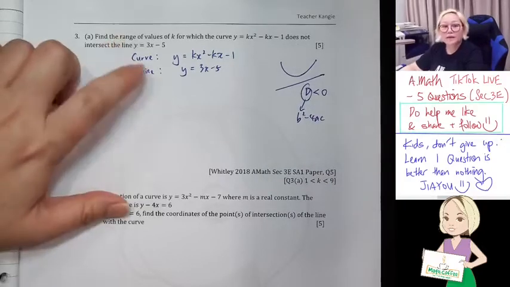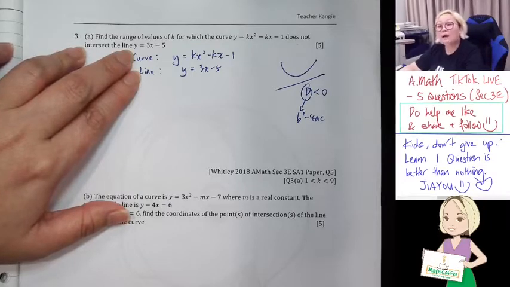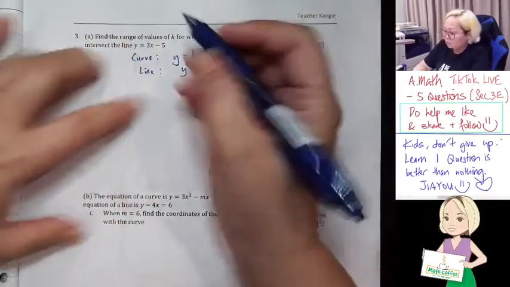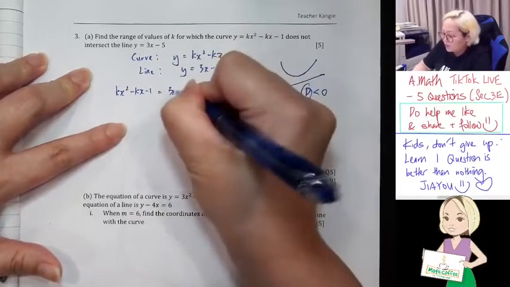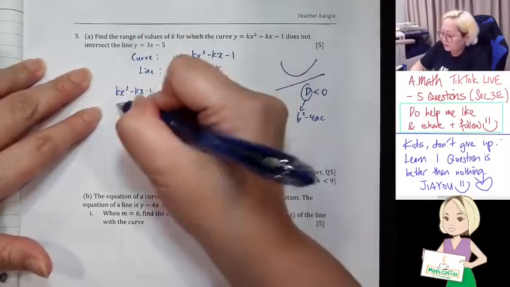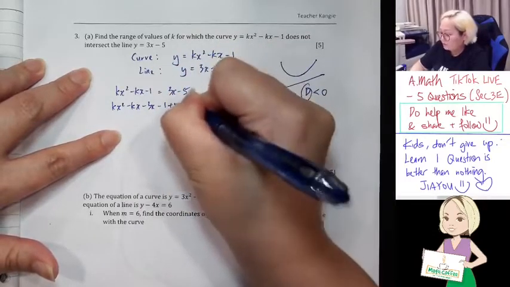So with this, you know that when we do AMath simultaneous equations, we are trying to solve 2 lines and find the intersection point. The same applies when they are doing a curve and a line. When you do simultaneous equations, you are trying to find out what is the intersection point. So I'm going to do simultaneous. And since both already have y as subject, all I need to do is say kx squared minus kx minus 1 equals 3x minus 5. And all you need to do is throw everything to the left hand side. So kx squared minus kx minus 3x minus 1 plus 5 equals 0.